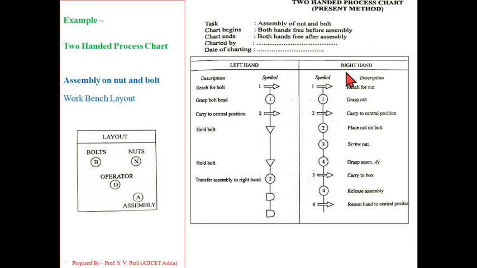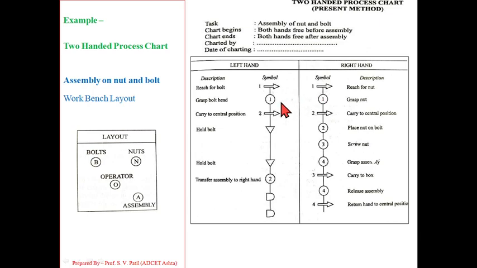Then there is the right hand. The right hand of the operator will reach towards bin N to catch that nut. So there is a transportation of the right hand, and the symbol is the hollow arrow. We are using this hollow arrow for the first time, so we have numbered it as 1.